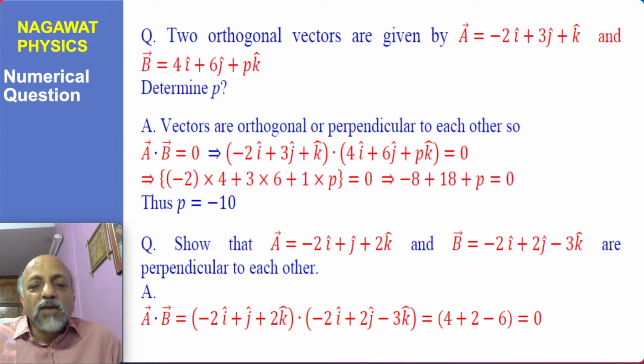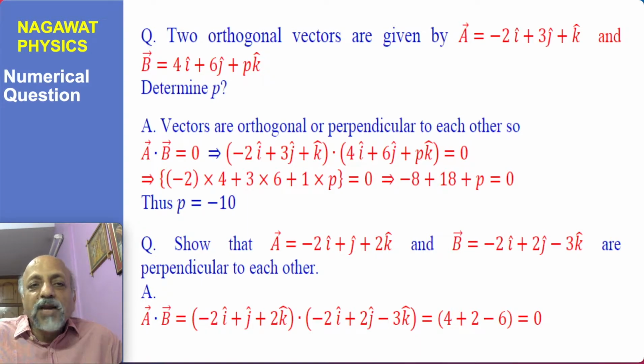But alternatively, the question can be posed in this manner also: one vector is given, another vector has some parameter p which is not given to you, and it is asked what should be the value of p so that the two vectors are perpendicular. If the two vectors are perpendicular to each other or orthogonal to each other, then their dot product must vanish, as pointed out earlier, because cos of 90 is 0.